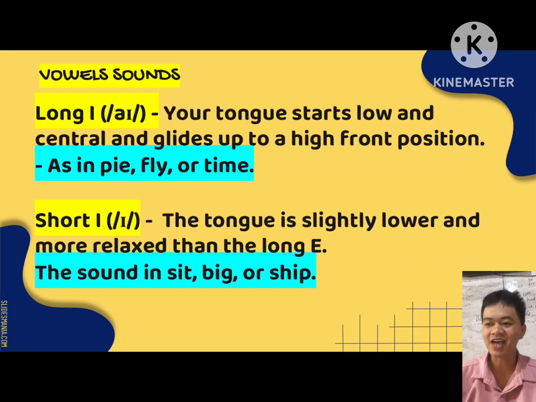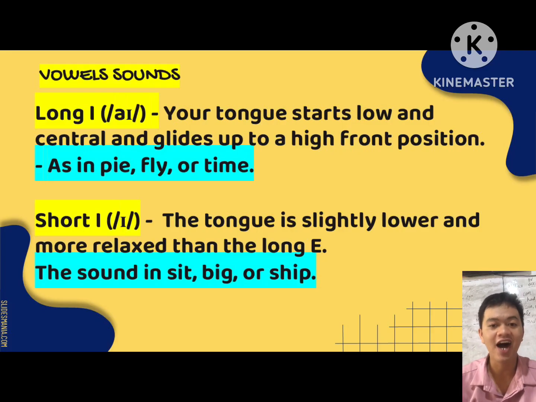Next we have the long I. Your tongue starts low and central and glides up to a high front position, like the words pie, fly, and time. Next we have the short I, where the tongue is slightly lower and more relaxed than the long E, like the words sick, big, or ship.